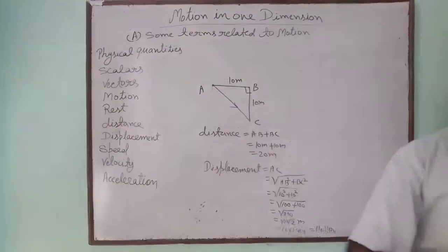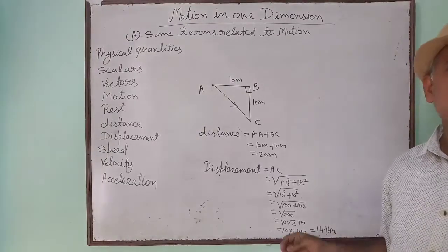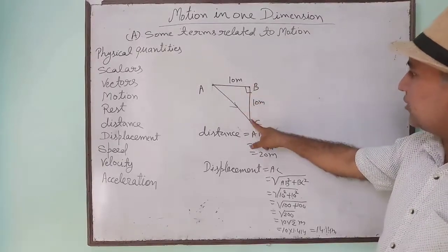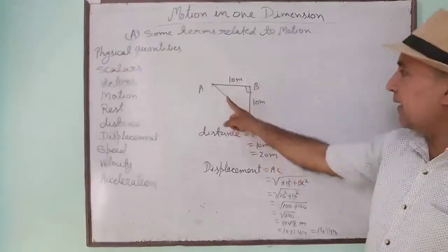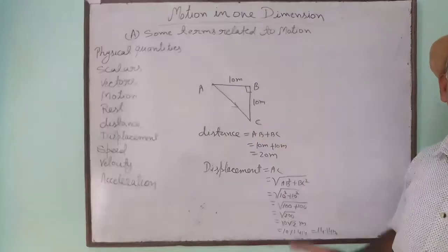Since we are going to solve numericals, it is compulsory for us to see this. Understood these two or not? How to find the distance? Distance is the actual length of the path covered by the body. And displacement is the shortest distance between initial and final position.